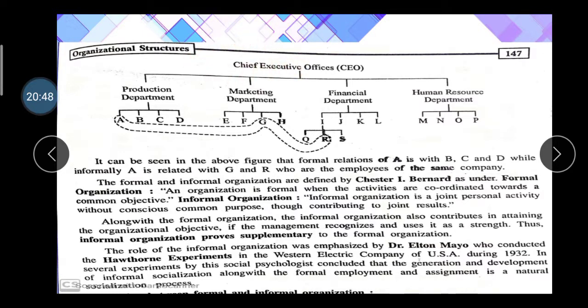Here, first the formal staff is given: the chief executive authority has higher power than the production department, marketing department, finance department, and human resource department. In the production department A, B, C, D work, then here E, F, G, H, I, J, K, L, M, N, O, P. Between A and B there is a formal relation, but A has a relation with the marketing department as well as the finance department, so it's called an informal relation, because this relation is not created by the organization. They build their relation with their own mental match.